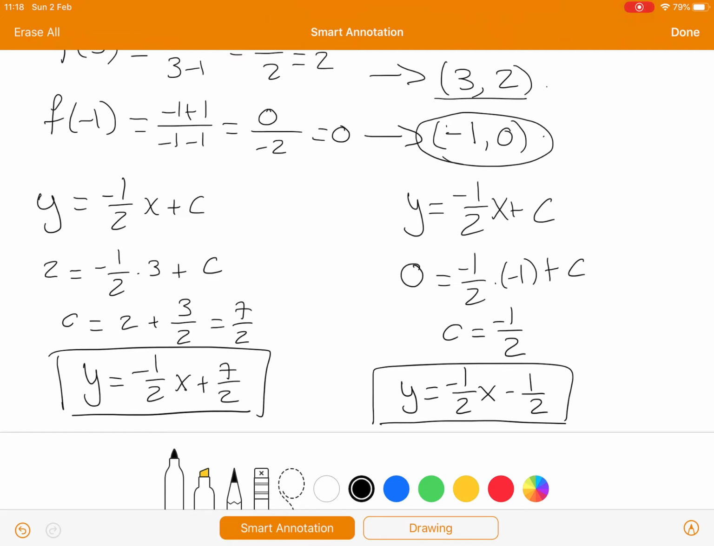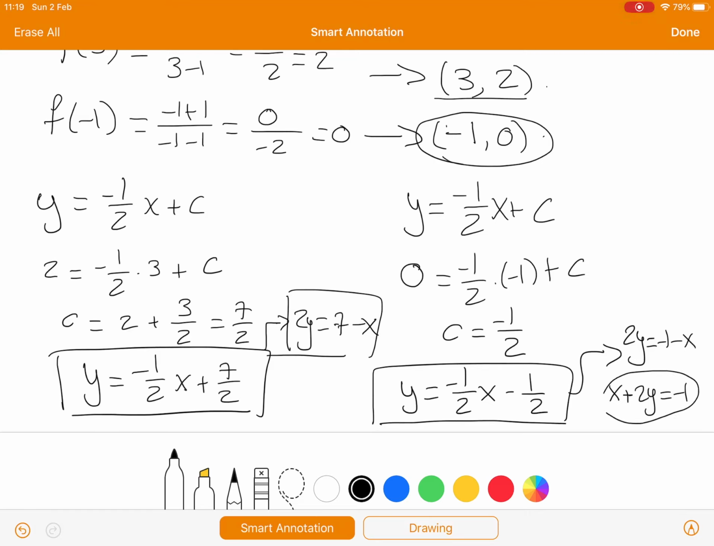And that's all. You could maybe write these equations in a nicer way. For example, this one you could write as 2y equals 7 minus x, and this one you could rewrite as 2y equals minus 1 minus x, for example, or x plus 2y equals minus 1. But if you leave it like this, it will also be perfectly okay.